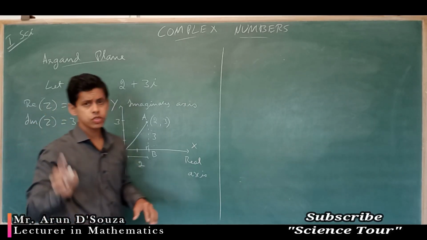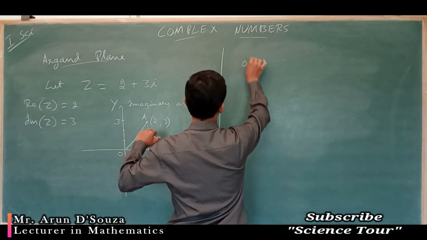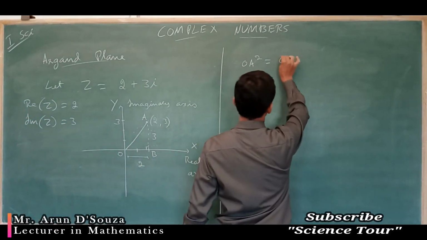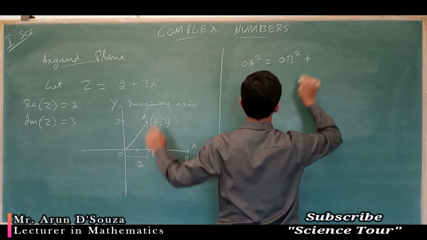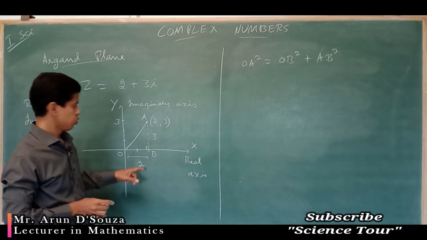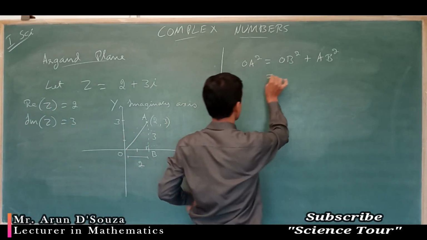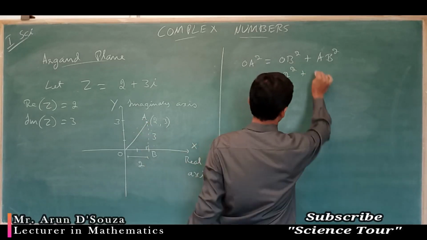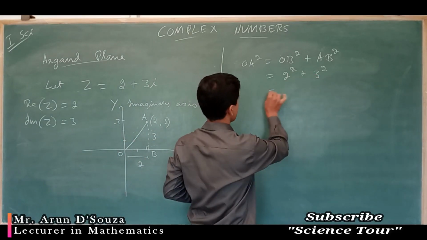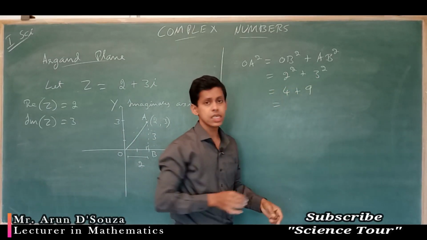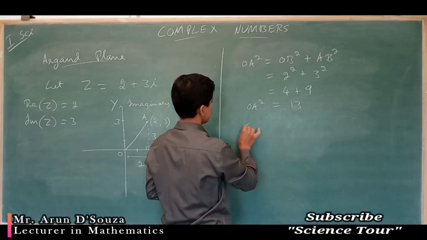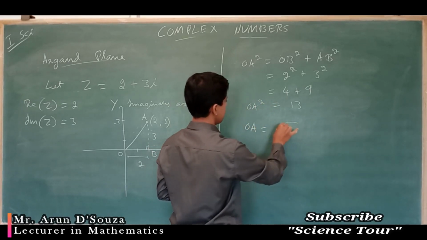Okay. Now if you use the Pythagoras formula, OA square is equal to OB square plus AB square. Right? Okay. Next, what is OB square? So OB square is 2 square and AB square is 3 square. Right? Okay, now this is 4 plus 9. So what is it? 4 plus 9. So you have 13 and this is OA square. So if you need OA, that is square root of 13.